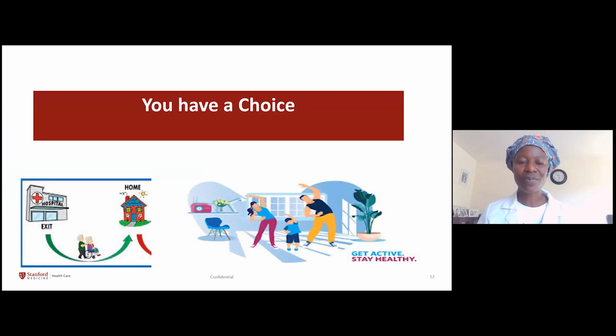Readmissions to hospital can be avoided by most people with diabetes if you only take time to take care of yourself at home, as well as in the hospital if and when you're admitted. Stay active and stay healthy.